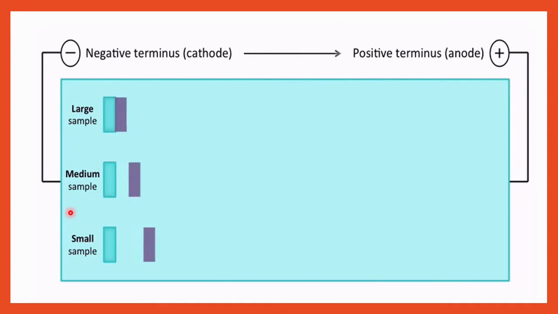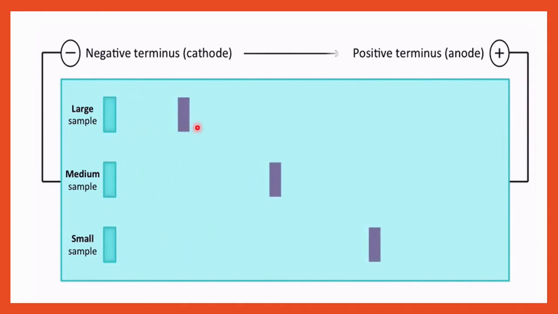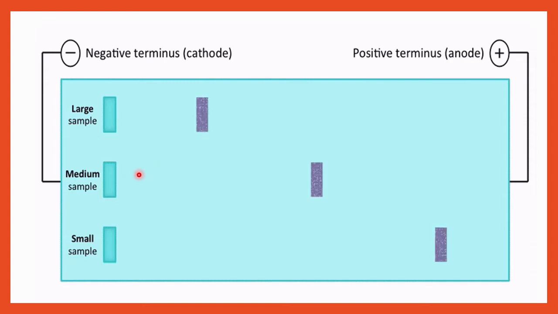You can see here on this slide, large molecular weight DNA fragments will separate near the well. Here you can see it will not move further due to its large size or large molecular weight. Medium fragments will be separated in between, and small ones can cover more distance. Here you can see clearly, small samples will cover more distance and separate out far from the negative terminus.